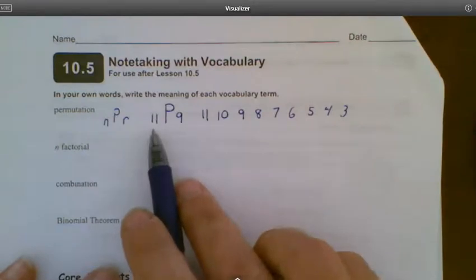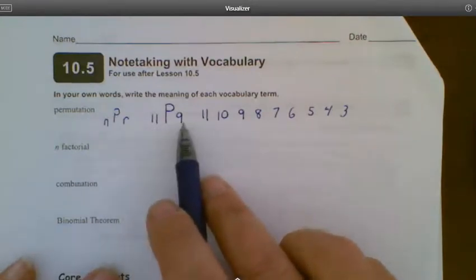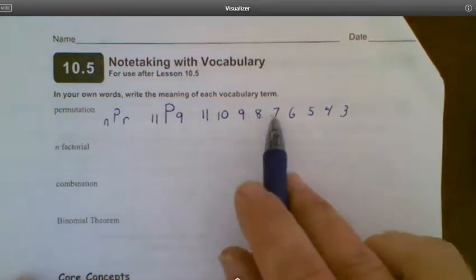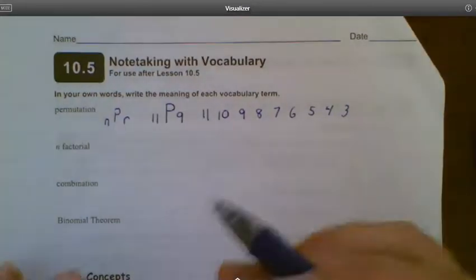Keep in mind that, again, I said this is the number you're starting with, and this is how many places you're going to be counting down. So I started with the 11, and I counted down until I had 9 total places, right? 1, 2, 3, 4, 5, 6, 7, 8, 9. So you could do that with any number.